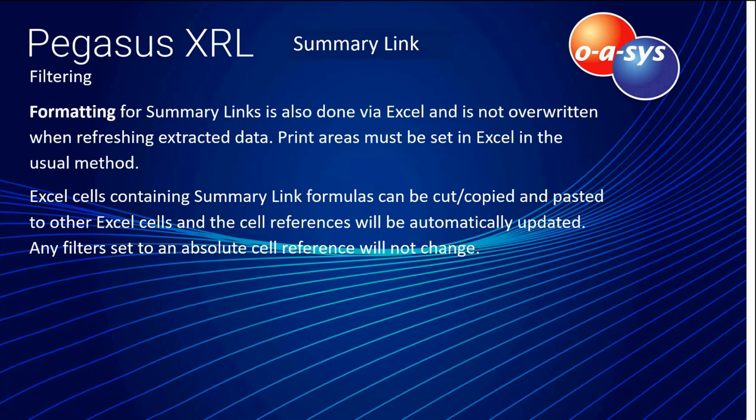Formatting for summary links is also done via Excel and is not overwritten when refreshing extracted data. Print areas must be set in Excel in the usual method. Excel cells containing summary link formulas can be cut, copied and pasted to other Excel cells, and the cell references will be automatically updated. Any filters set to an absolute cell reference will not change.